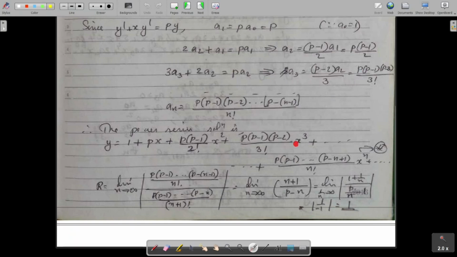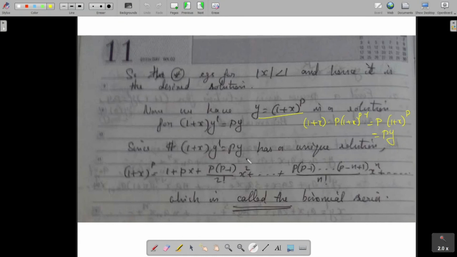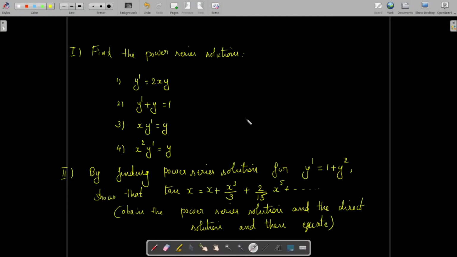Now here we have another solution for the given differential equation. So you may equate the solutions because the differential equation has a unique solution always, you know. So we have (1 plus x) raised to p equal to the power series solution of the differential equation, 1 plus px plus p into (p minus 1) by 2 factorial x square plus etc., which is called the binomial series. So you may derive the binomial series using the solution of the given differential equation using the power series method.